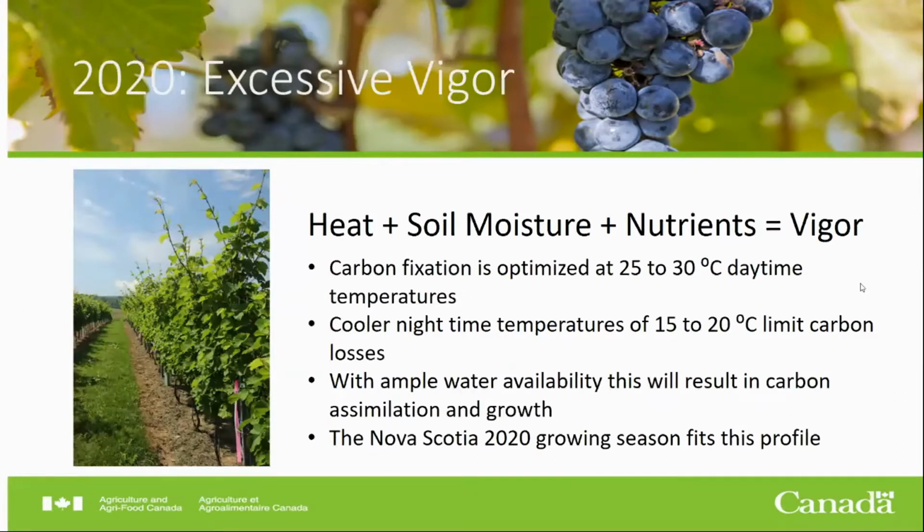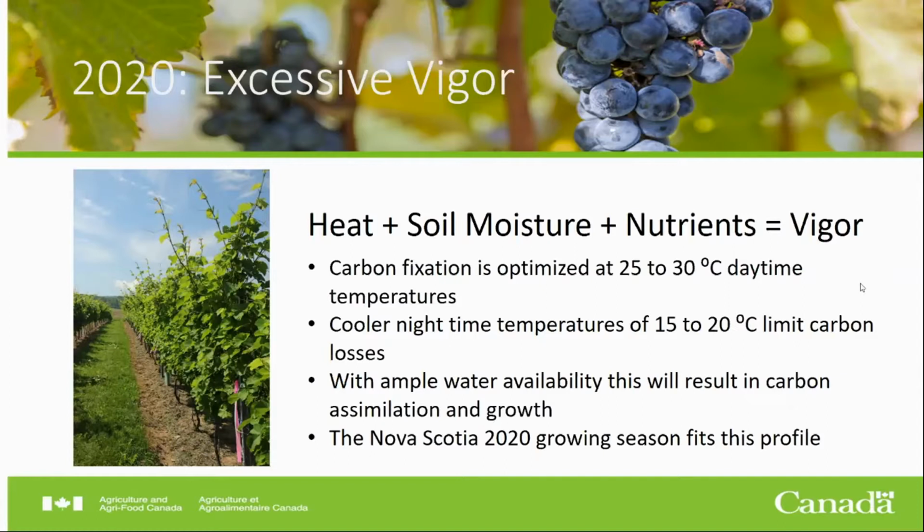So to bring that all together, heat plus soil moisture plus nutrients always equals vigor. Nutrients we kind of take for granted, if we have a good nutrition program, and most of our growers here have that. We need the other two factors, the heat and the soil moisture. So as I've just discussed, soil moisture has been good this year. We're very close to the average. Certainly sufficient moisture to allow growth. And certainly we're a degree above average temperature.